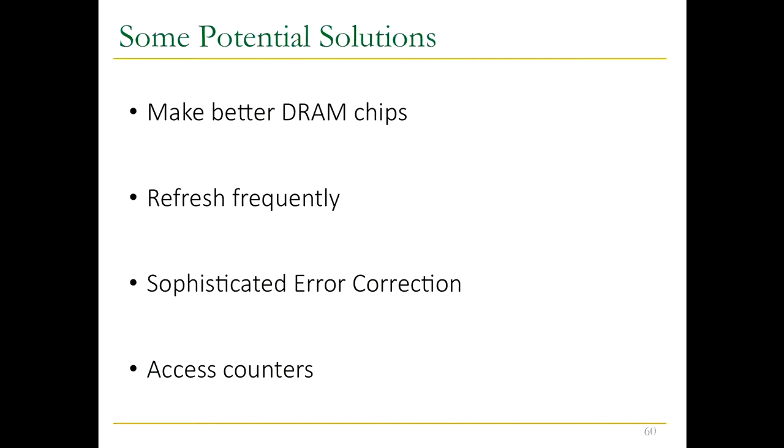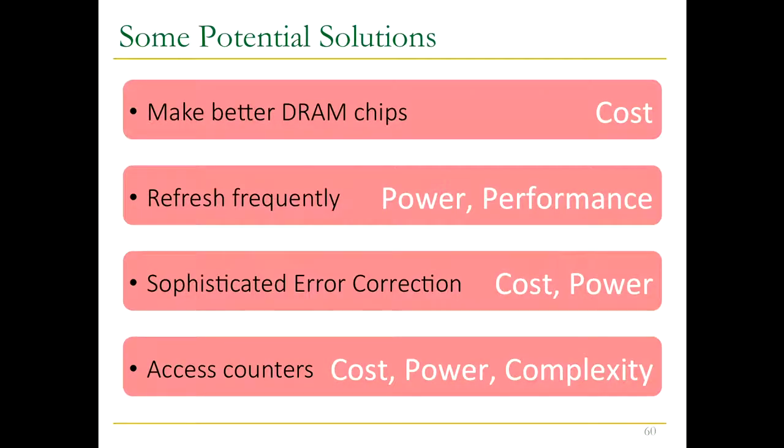And access counters. Another solution is to keep a count of how many times you access a row. And if you do it too much, you say, I'm not going to access that row again for a while. It's possible, and people have proposed that solution, but this turns out to be hard to build because you need a lot of storage, a lot of memory, to keep track of those counters. So there are a lot of downsides to these, but again, it depends on what trade-off you want to make. We'll get back to the refresh in a little bit.